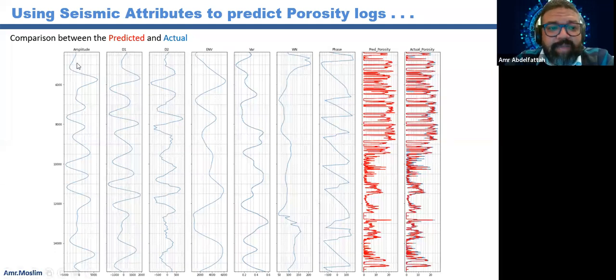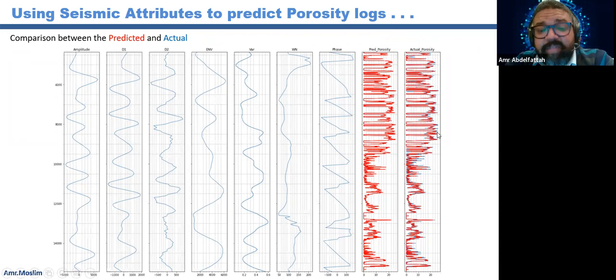So we have here the seismic attributes. We have amplitude, first derivative, second derivative, envelope, variance, wave number, because this seismic is in depth, and the phase rotation. And we have here the predicted porosity in red, and the actual porosity in blue. As you can see here in the background, we have the blue ones, which is the actual porosity, overlaid by the predicted porosity in red. And as you can see, it's very, very good. The machine learning prediction is doing a very good job.